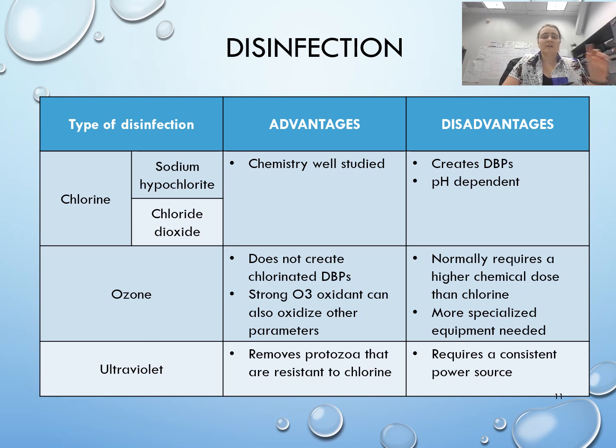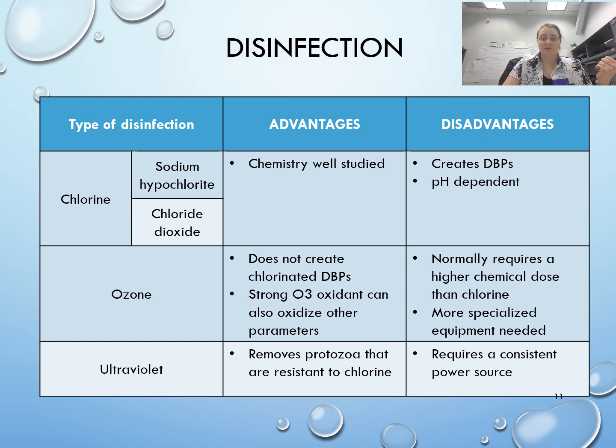Ozone has the advantage of not creating those DBPs. DBP again is disinfection byproduct. It is a very strong oxidant because it's O3, so it can also oxidize other parameters. It's actually used sometimes to get rid of manganese and iron. The disadvantages are that it normally requires a little bit higher chemical dose, so you go through chemical faster with ozone sometimes, and it needs more specialized equipment because you have to have ionizing reactions in your system.